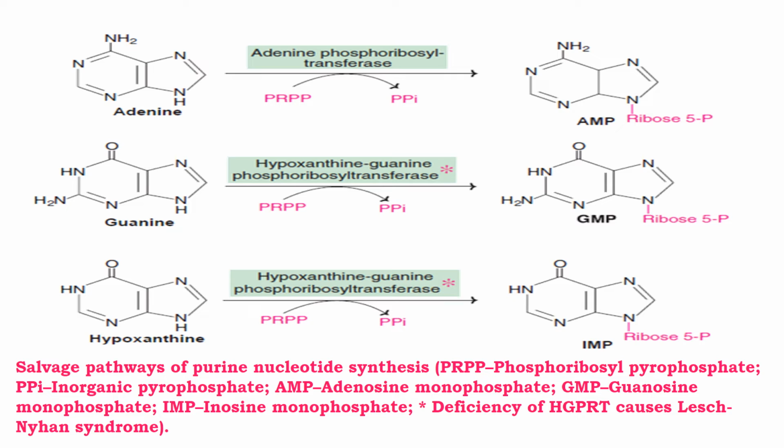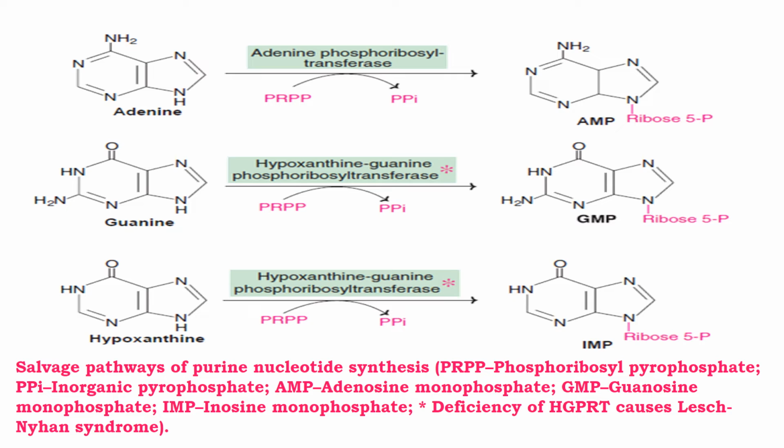So this is a 5-phosphate and ribose. It is directly attaching this group to this adenine. So this is the action of this enzyme. Now what happens? In the same way we can synthesize guanine nucleotide. But if we want to do that, we require hypoxanthine guanine phosphoribosyl transferase. This is what is called HGPRT.